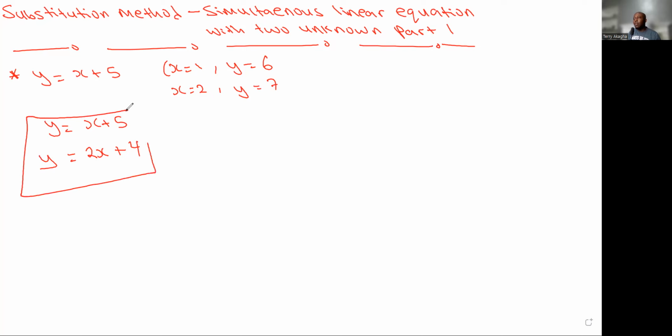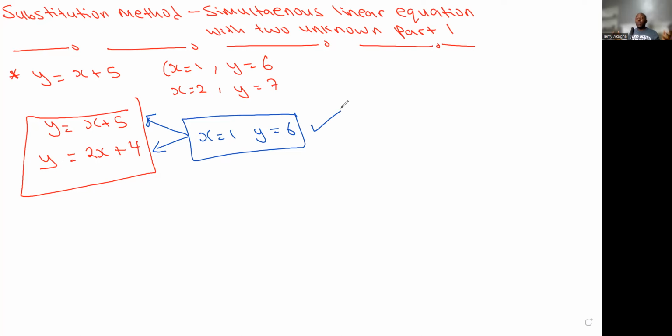You can see that the only values that will satisfy these equations are x is equal to 1 and y is equal to 6. That means this is the only pair that can answer these equations simultaneously. Are you seeing it? When x is 1 here, y is 6. When x is 1 here, y is also 6. So this is what we call a simultaneous equation.